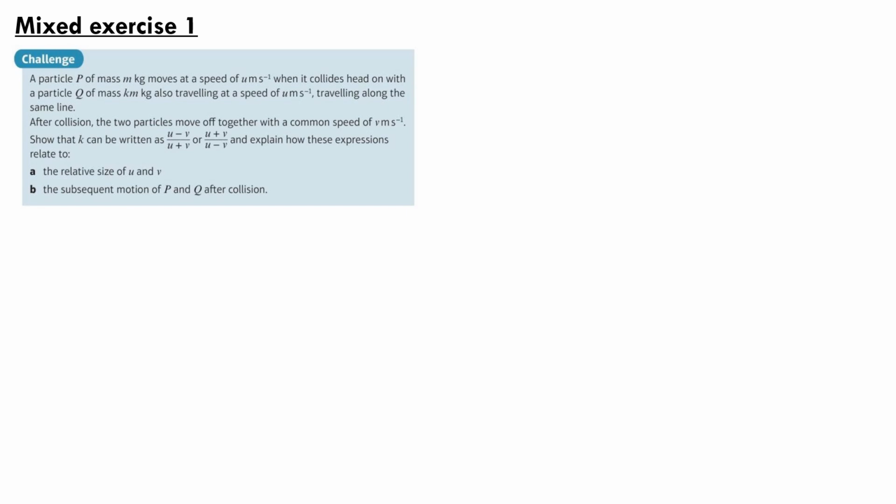And finally, from mixed exercise 1, we've got a particle P of mass m kilograms moving at a speed of u meters per second when it collides head-on with a particle Q of mass km kilograms, also travelling at a speed of u meters per second. And so if they collide, that means Q must be moving in the opposite direction to P for them to actually be able to collide.